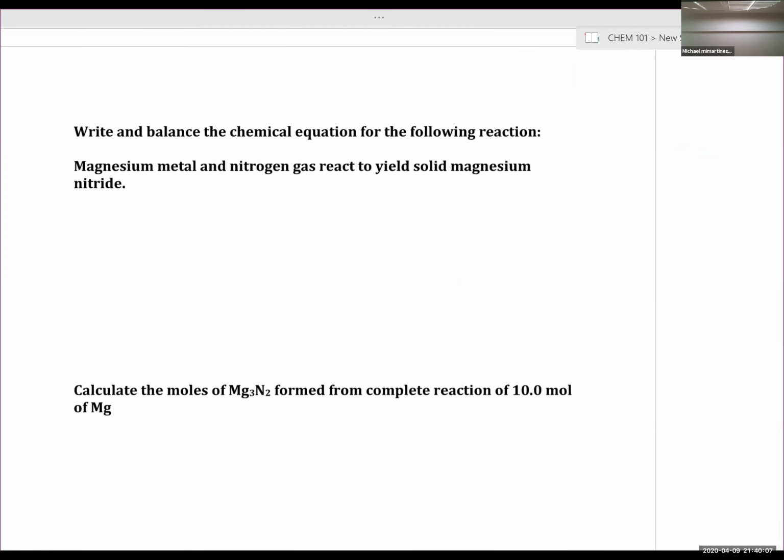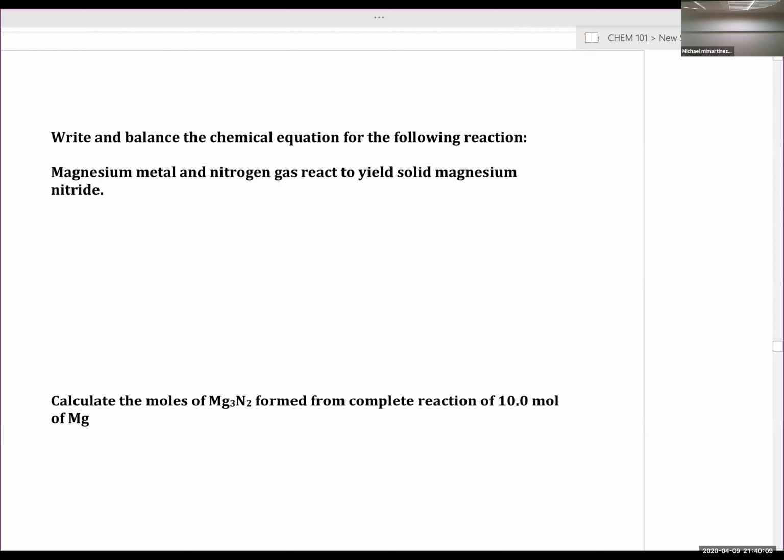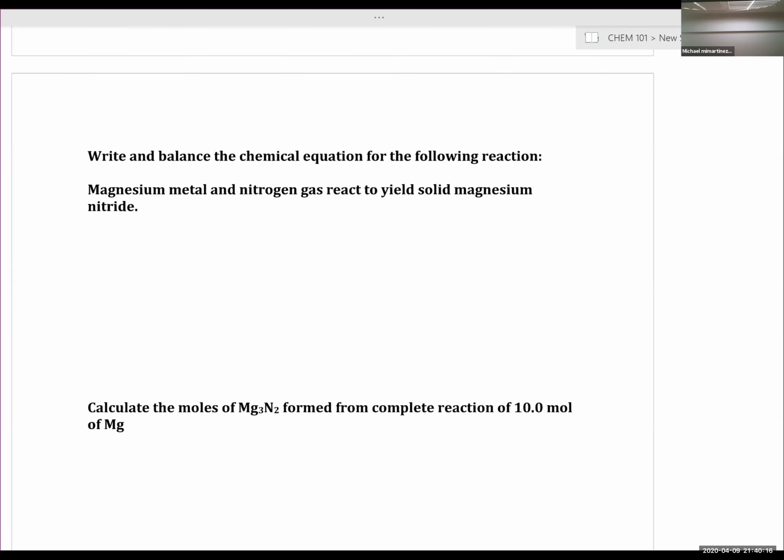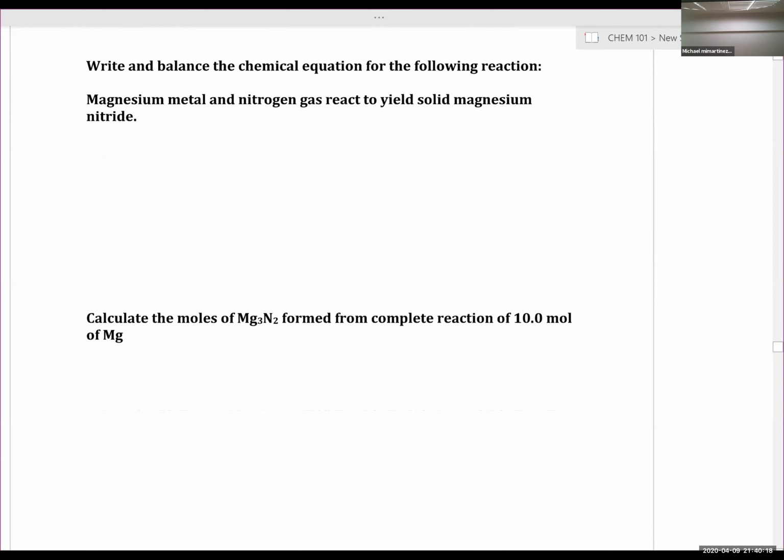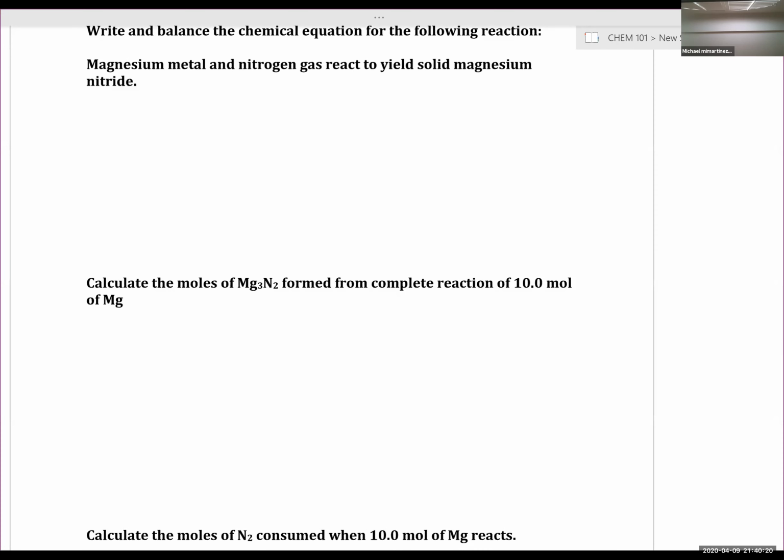Okay, so when we last left off, we did a guided example of balancing a chemical equation and completing stoichiometry calculations. What I now want you to do is to write and balance the following chemical equation, and I'd like you to then complete a series of mole-mole conversions. So let's take about 5 minutes and work through these problems.